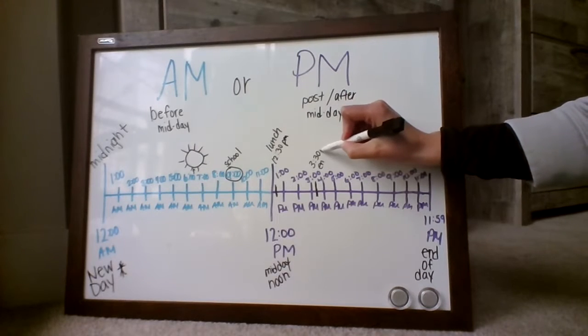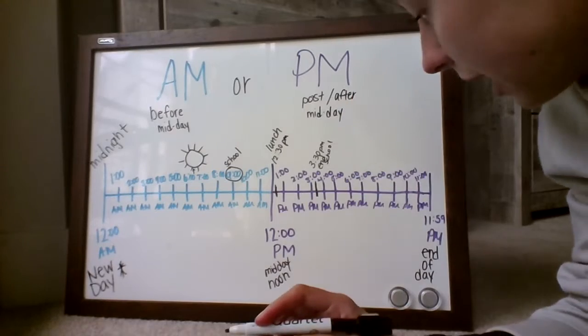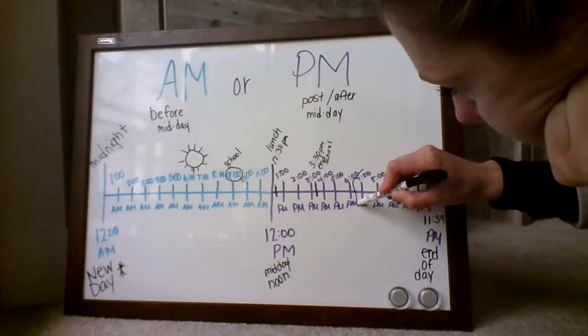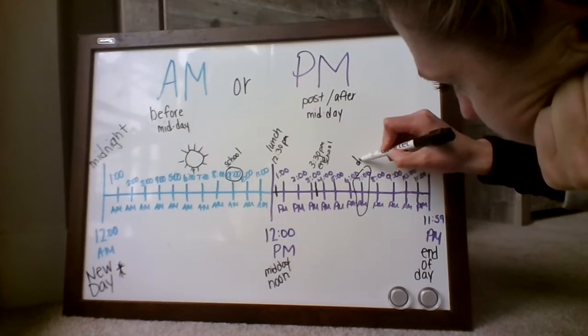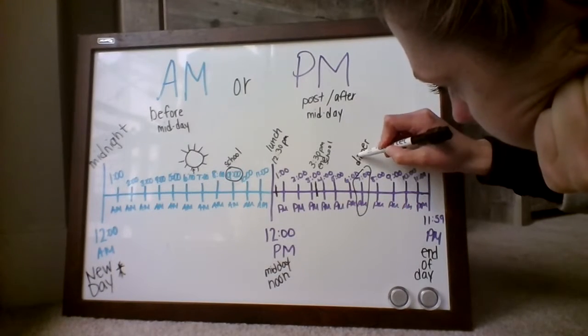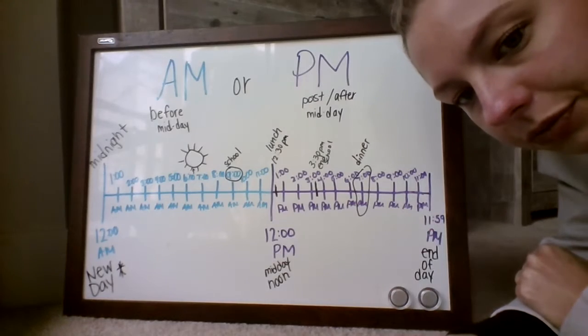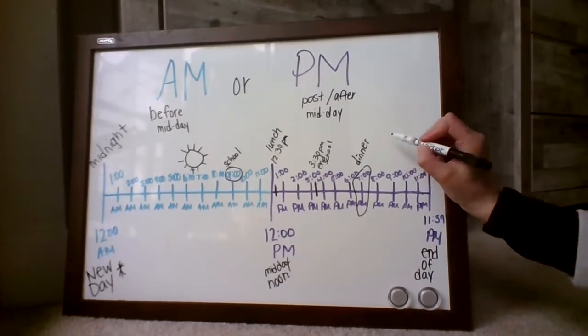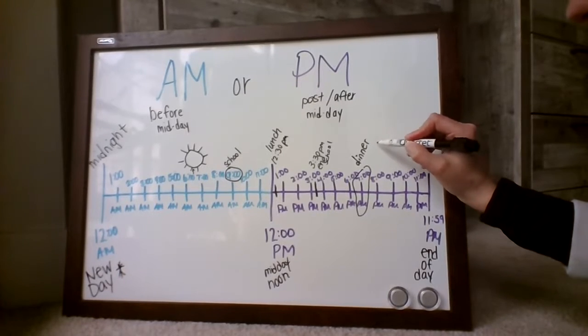3:30 p.m. We end school. I know I eat dinner at 7 o'clock p.m. every night. There's my dinner. And then I know that the sun usually goes down.